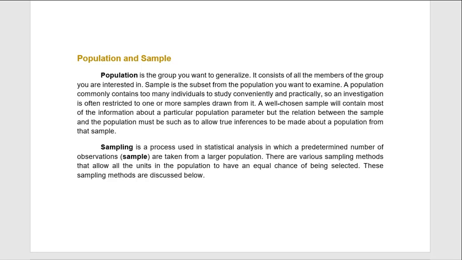One of the aims or goals of sampling is that each individual in the population should be given an equal chance of getting picked and included in the sample, so that whatever you are getting from the sample will represent the entire population. So sampling now is a process used in a statistical analysis in which a predetermined number of observations are taken from a larger population. There are various sampling methods that allow all the units in the population to have an equal chance of being selected, and we are going to discuss it now.